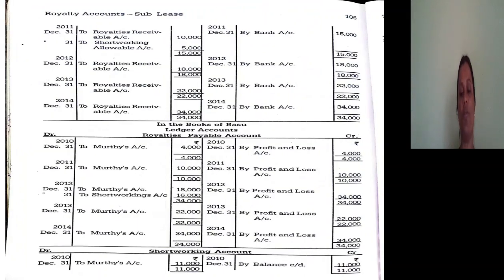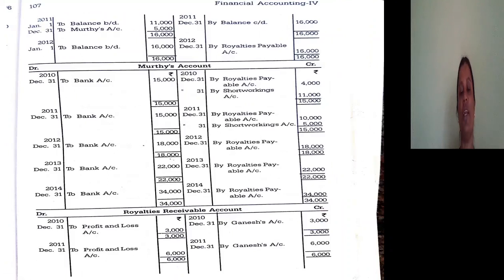So royalty payable account debtor to Murthy's account 4,000 should be closed by transferring it to profit and loss account. Short working account debtor to Murthy's account 11,000 should be carried forward to next year, by balance carried down 11,000, and next year to balance brought down 11,000. Then the lessee needs to pay the lessor: journal entry Murthy's account debtor to bank or cash account 15,000, so that Murthy's account gets closed during that year.